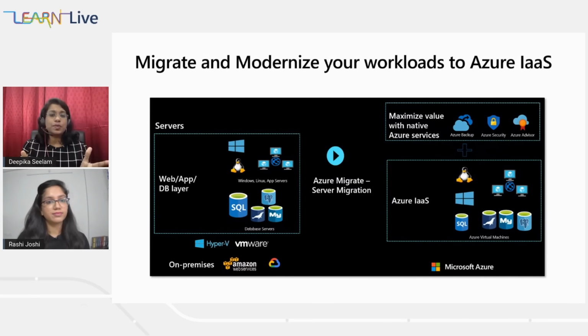Why don't we put things into perspective, Rashi, and give the audience a few examples of how they can think through their migrations? Yeah. Let's start with Azure IaaS as a target. We're seeing very high volumes of workloads such as Windows Server, Linux, SQL Server as customers continue to migrate their data centers to Azure. You can use our migration tooling and take any application that's running on premises and migrate the web, app, and data tiers of that application to Azure IaaS.